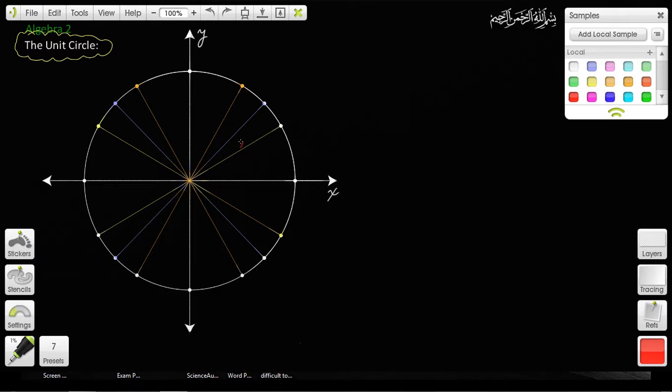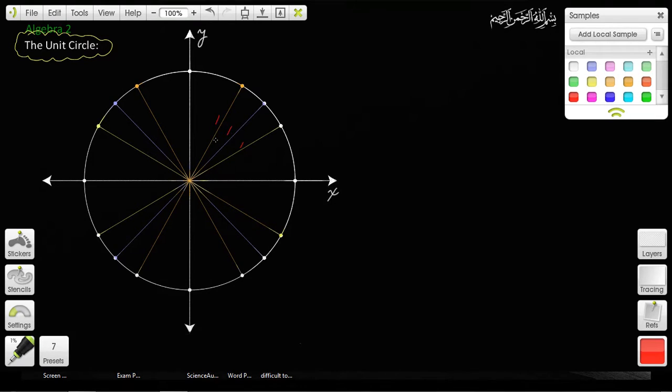Today, inshallah, we'll talk about the unit circle. The unit circle is a circle whose radius is 1, and hence that's why it's called the unit circle, 1 unit. So, if you superimpose this circle in the Cartesian plane with the center at the origin, this is how it would look. The radius of the unit circle, again, is 1, so each of these radii would be of 1 unit length.